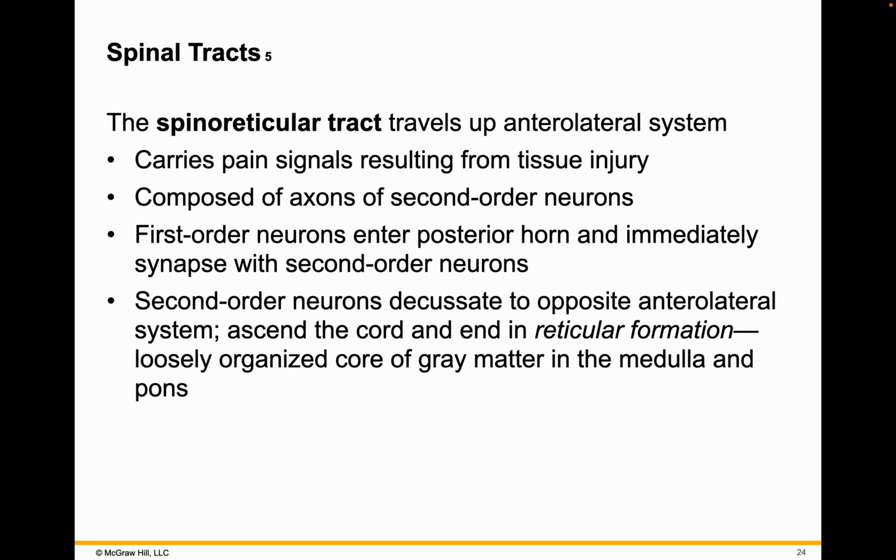The spinoreticular tract travels up the anterolateral system and carries pain signals resulting from tissue injury. It's composed of axons of second-order neurons. The first-order neurons enter the posterior horns and immediately synapse with second-order neurons. Second-order neurons decussate to the opposite anterolateral system. They ascend the cord and end in the reticular formation, which is a loosely organized core of gray matter in the medulla and pons.